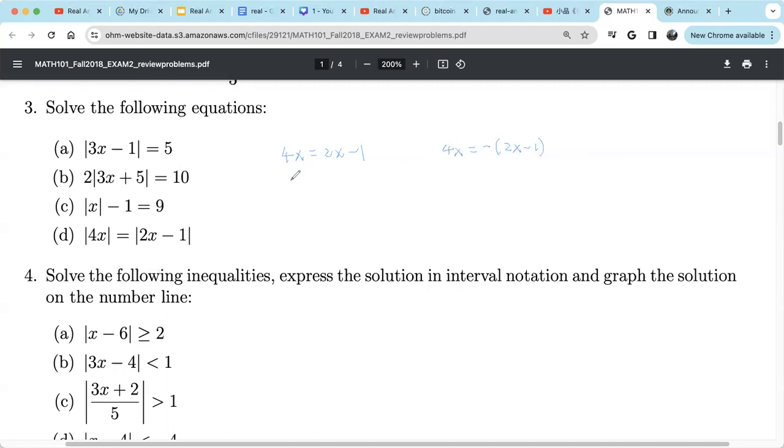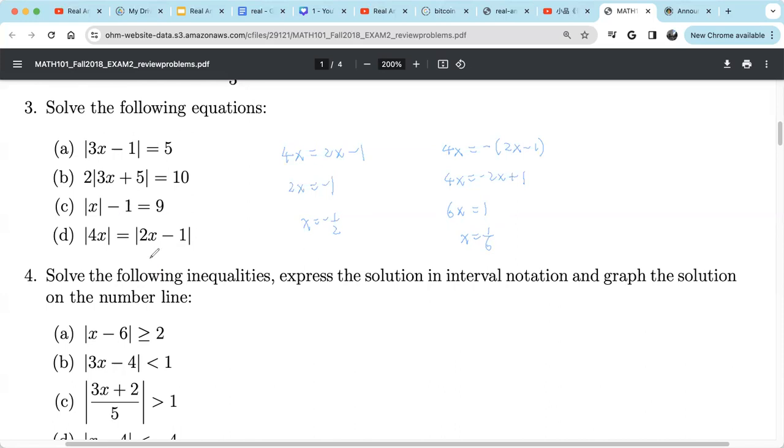Okay, so subtract 2x on both sides, 4x minus 2x, get 2x equals negative 1. So x equals negative half. So this one, 4x equals negative 2x, negative negative 1 becomes positive 1. Add 2x on both sides, 6x equals 1. So x equals 1 over 6.